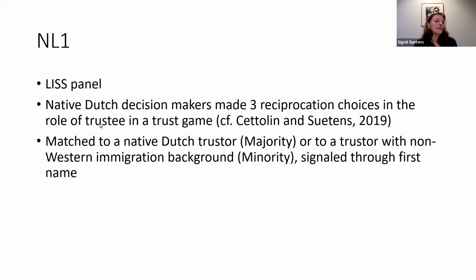In this experiment, the decision makers all have a native Dutch background, and they make 3 reciprocation choices in the role of trustee in a trust game. The design is the one that we used in a previous paper that's already published. Think of it as a trustee: you're faced with a trust choice. Someone, the trustor, trusted you, and then you decide whether to reciprocate this trust or not.